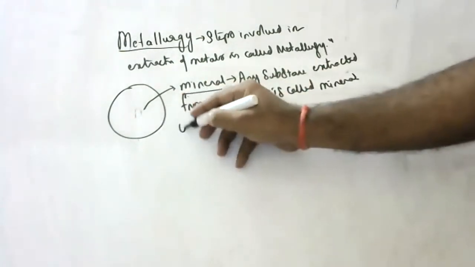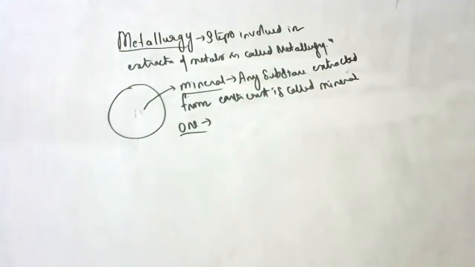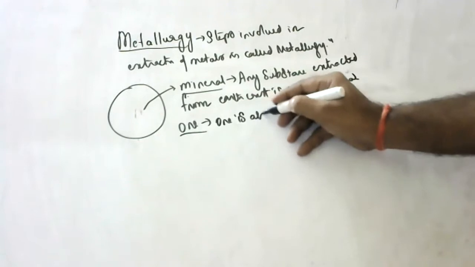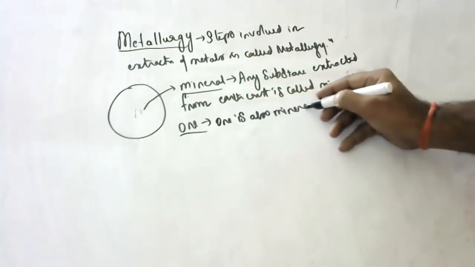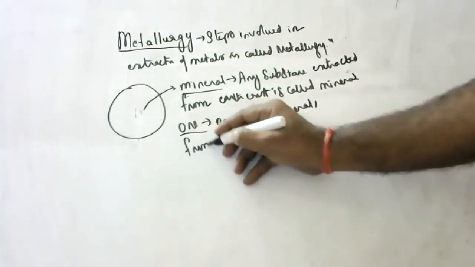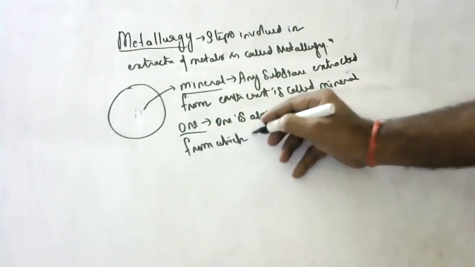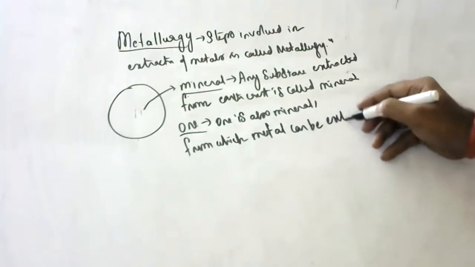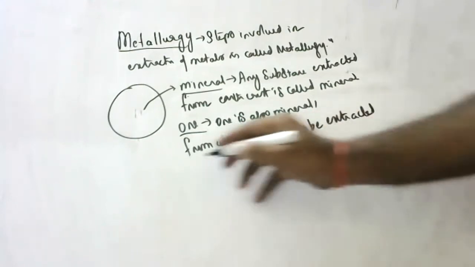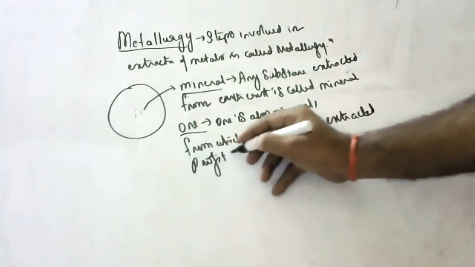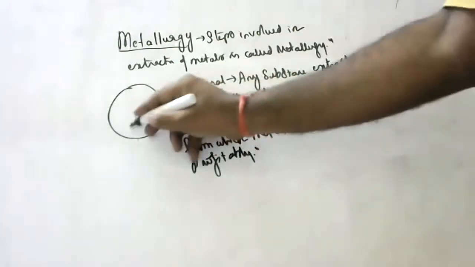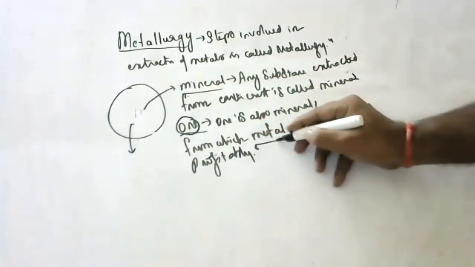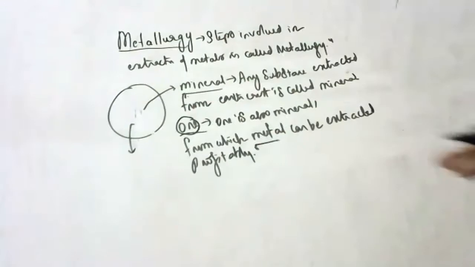Okay. Now, what is ore? Ore is also mineral. Ore is also a mineral from which metal can be extracted profitably. See, whatever you take out from the earth is a mineral only. From that mineral, if you are getting a metal, it is called ore. If not, it is just a mineral.